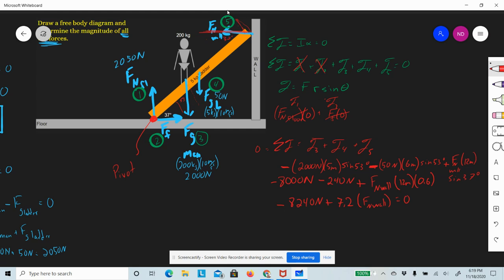Or you can bring this to the other side. 8,240 newtons equals 7.2 times the normal force of the wall. 8,240 divided by 7.2 is the normal force on the wall, which equals 1,144 newtons.